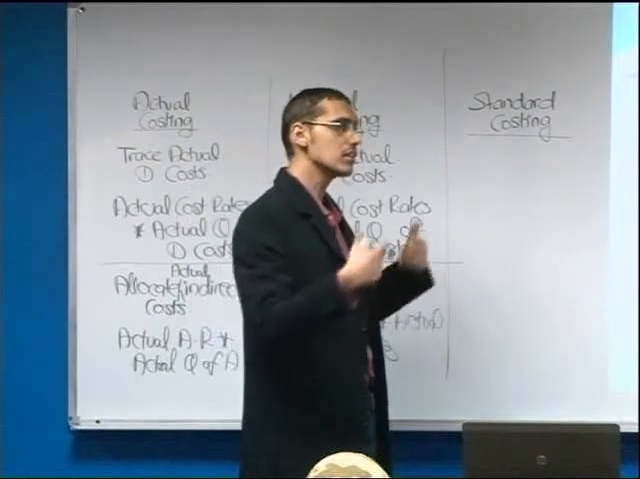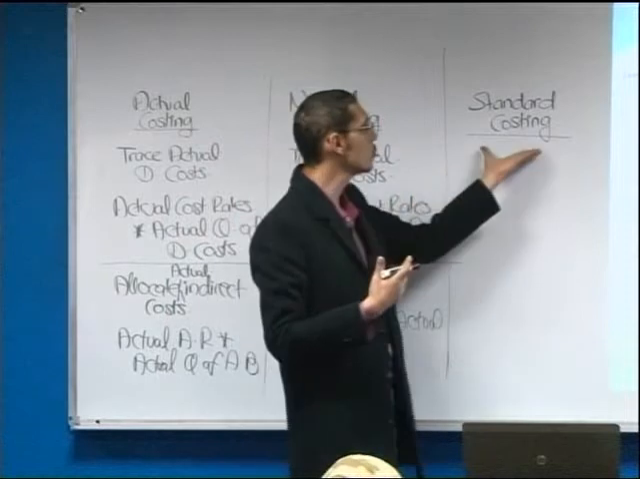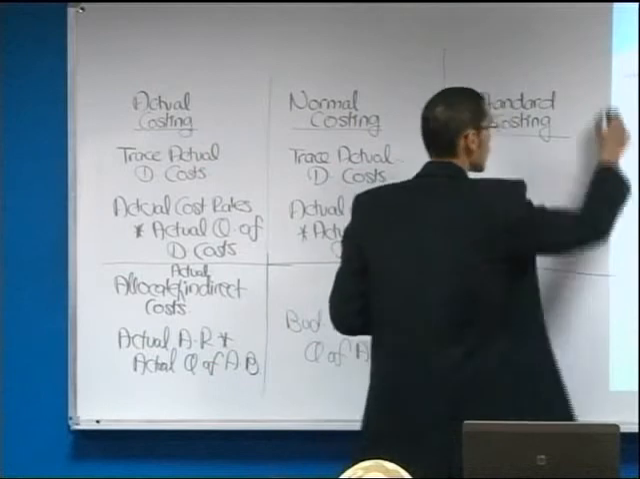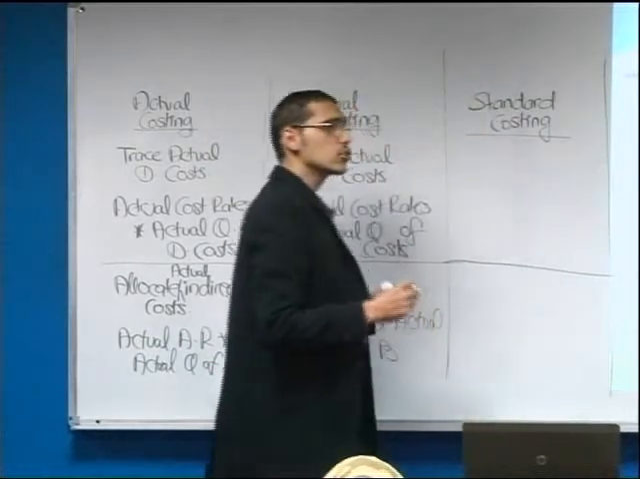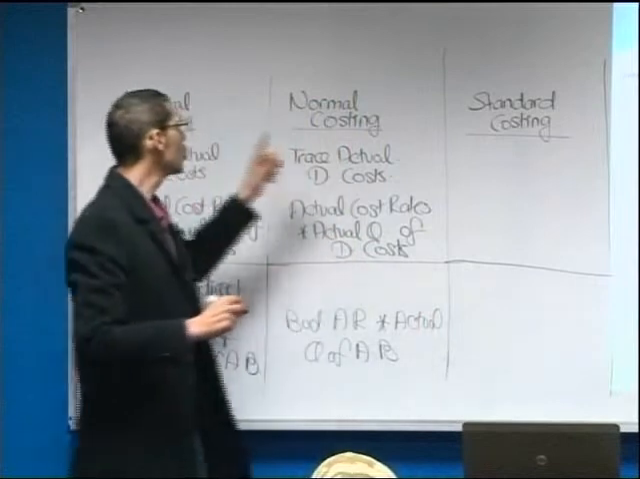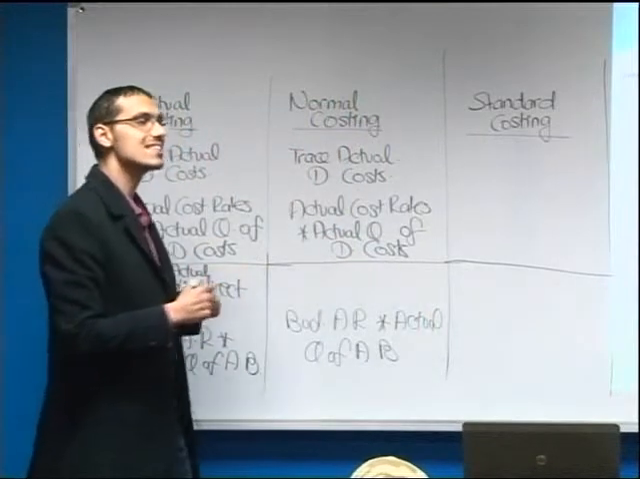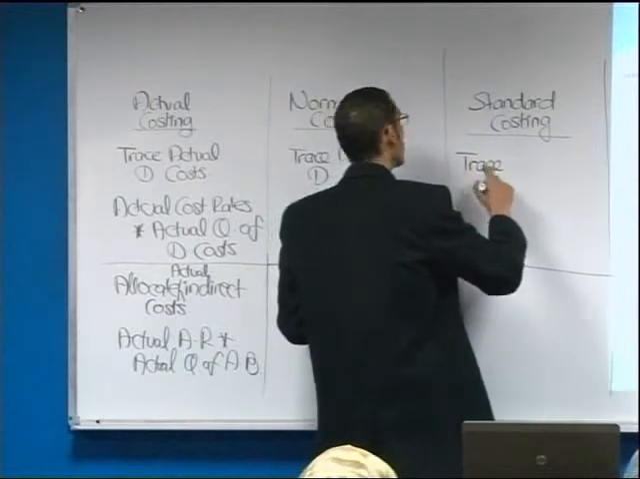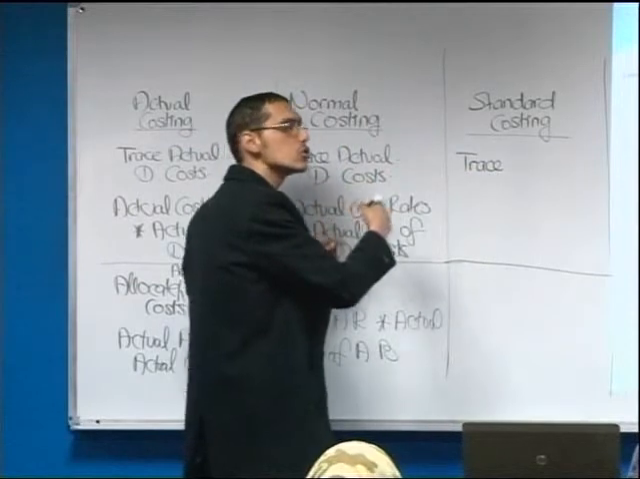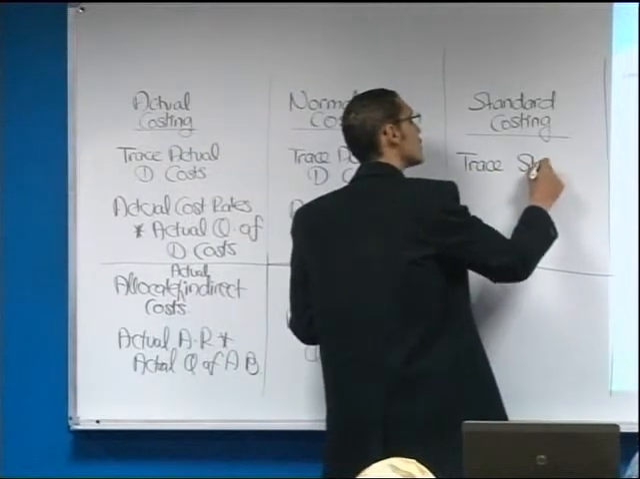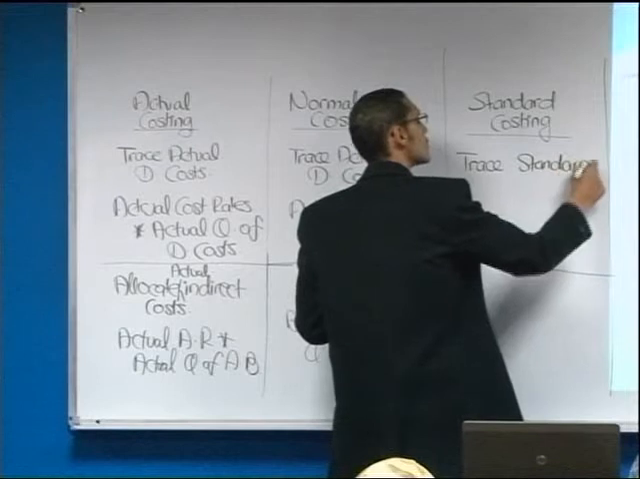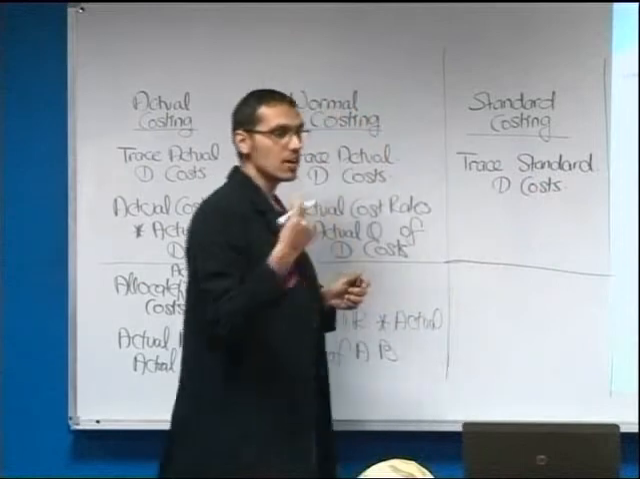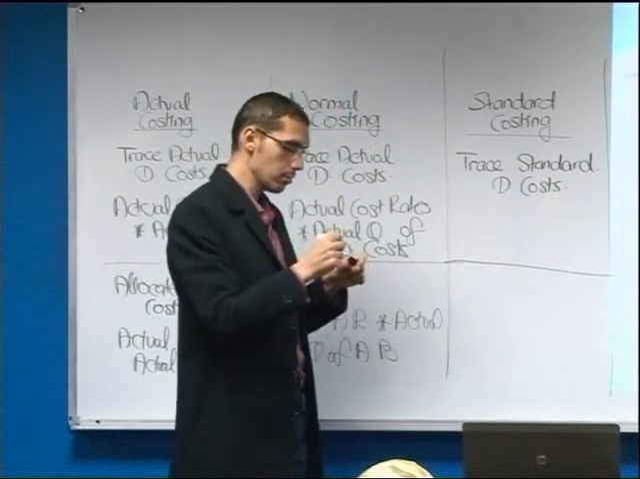Now, in this course, we are going to introduce something new called standard costing. Standard costing differs from normal costing and actual costing in that we trace not the actual direct costs, but the standard direct costs, whether they are direct materials or direct manufacturing labor.